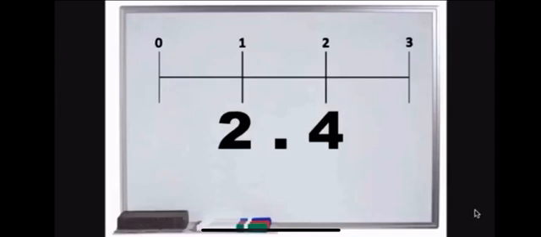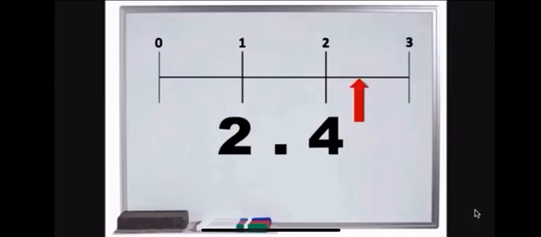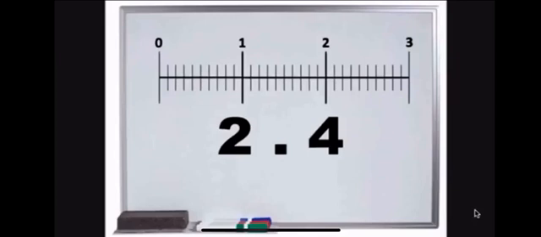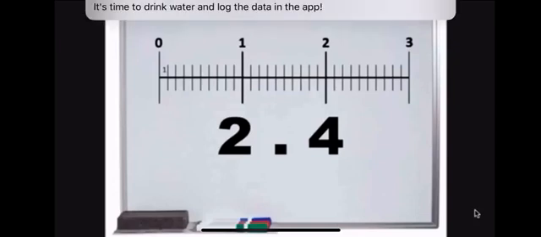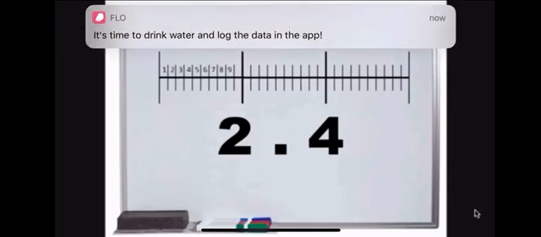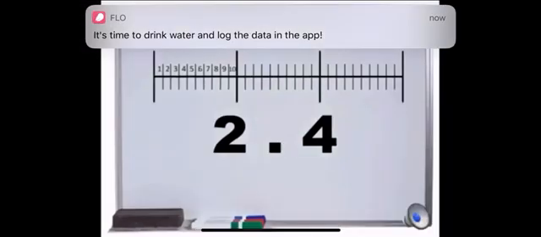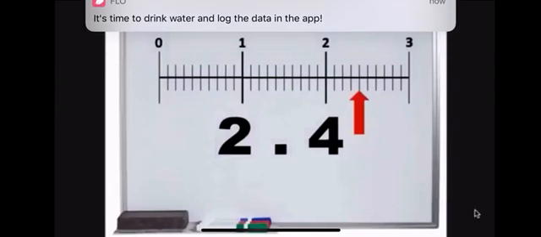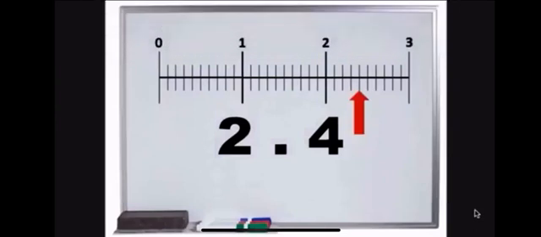2.4 is in between 2 and 3. We can see this more accurately when we add in the tenths. In between every whole number, there are 10 tenths. If we put an arrow showing us where 2.4 goes, this is where it would be pointing. It is 4 tenths more than 2.